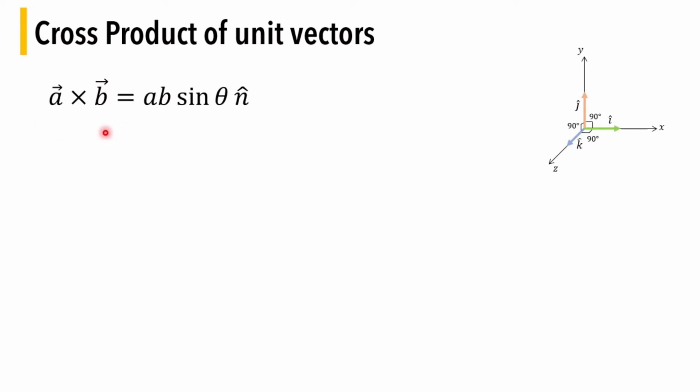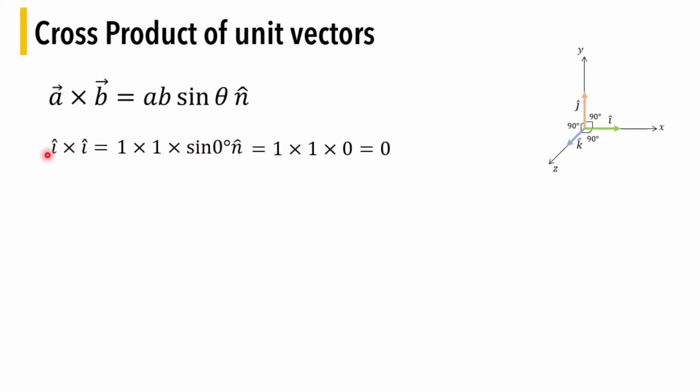Okay, we will use the same expression for cross product of unit vectors. Let's take the cross product between i with itself. So the cross product of i with itself will be i cross i. It will be equal to the magnitude of i times the magnitude of the second i, then sine of the angle between these two. The angle between these two is 0 because both of them are pointing towards x in the same direction. And sine of 0, we know, is equal to 0, so it will make the whole expression equal to 0.